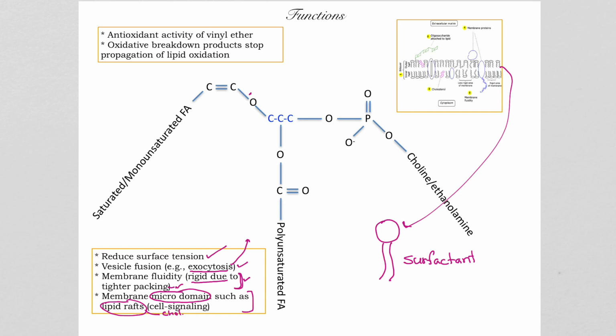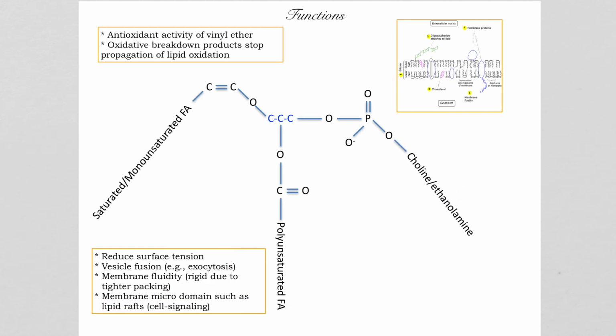So plasmalogens affect membranes, and since membranes are involved in a lot of processes such as cell signaling, neurotransmission, and so on. So clearly plasmalogens have a lot of functions that are similar to other amphiphilic lipids.